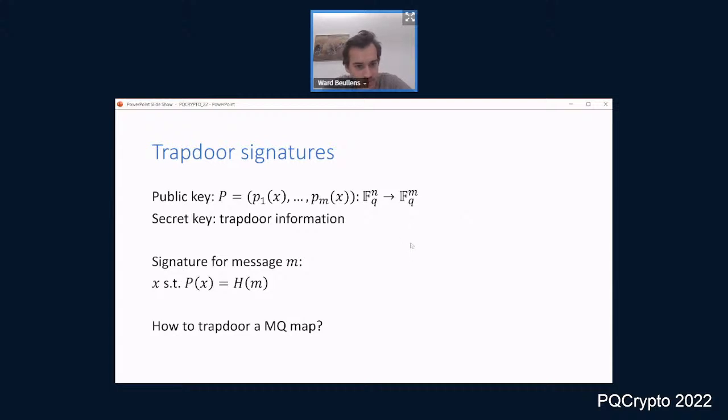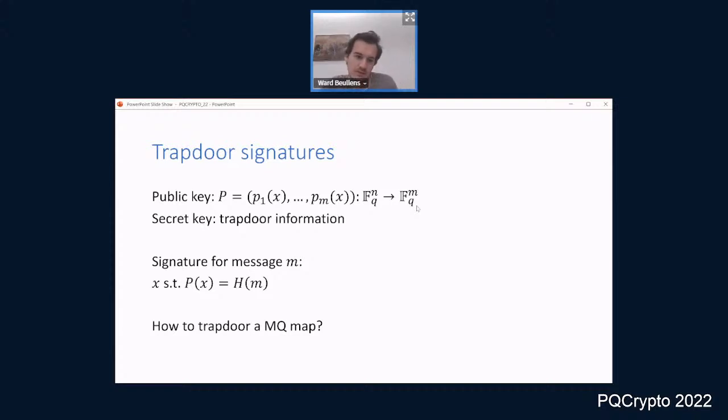Right? So if you want to sign a message M, what you do is you hash the message to F_q^m, so your output space of your function, and then you use your trapdoor information to produce a preimage, and this preimage is going to be your signature. Right? So your signature is an x so that P(x) is equal to the hash of your message. So really, the question is, how do I trapdoor these multivariate quadratic maps?